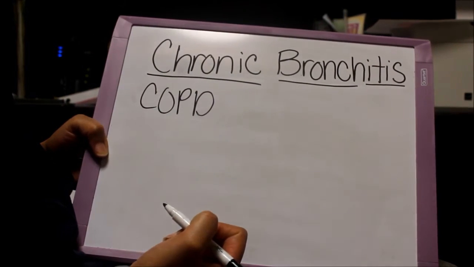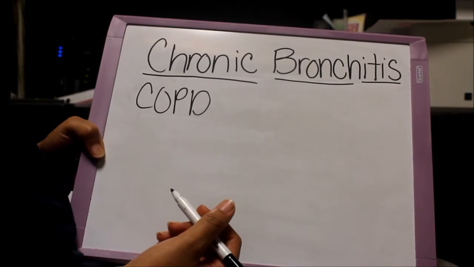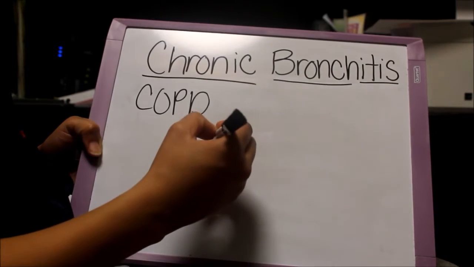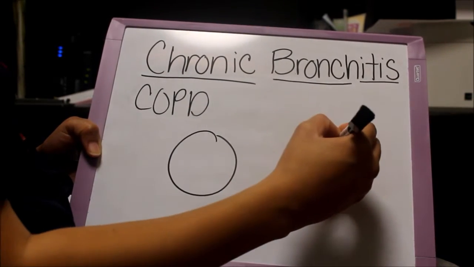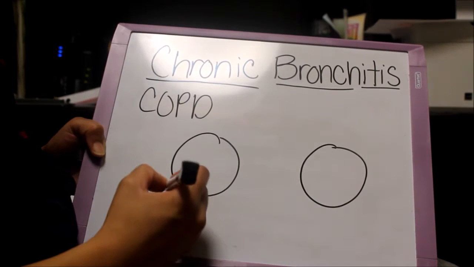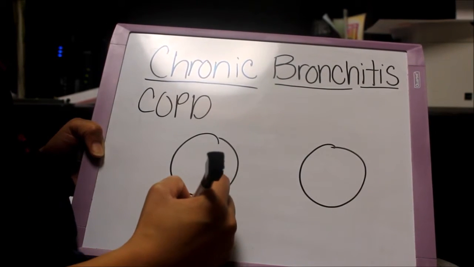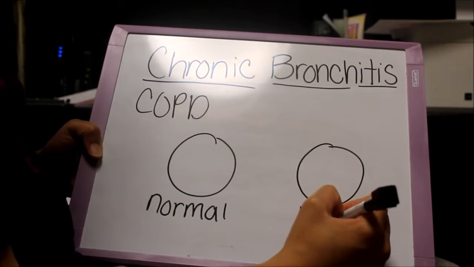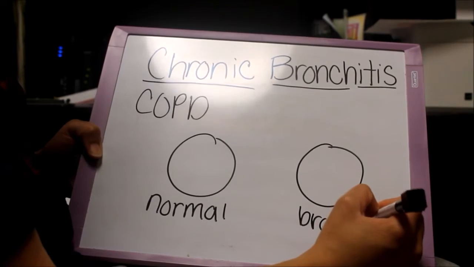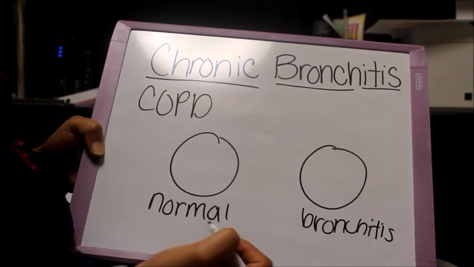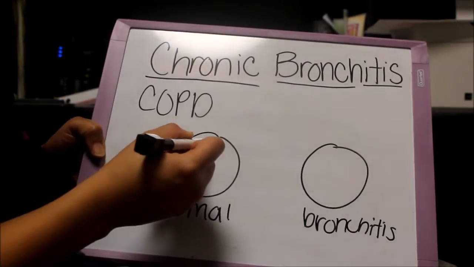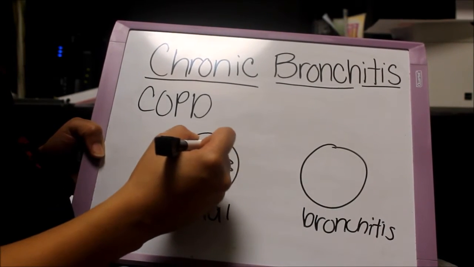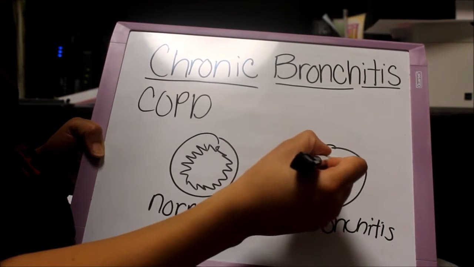So I'm just going to draw a little example of two bronchial tubes just to help you understand chronic bronchitis better. So here we have one, the other. We're just going to label these tubes. So it's going to be our normal tube. This one's going to be our tube with bronchitis. So our normal tube will look something like this. And our one with bronchitis will look something like this.